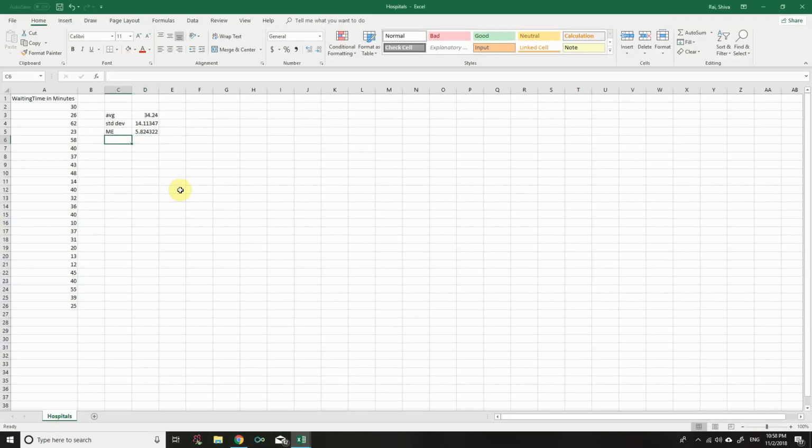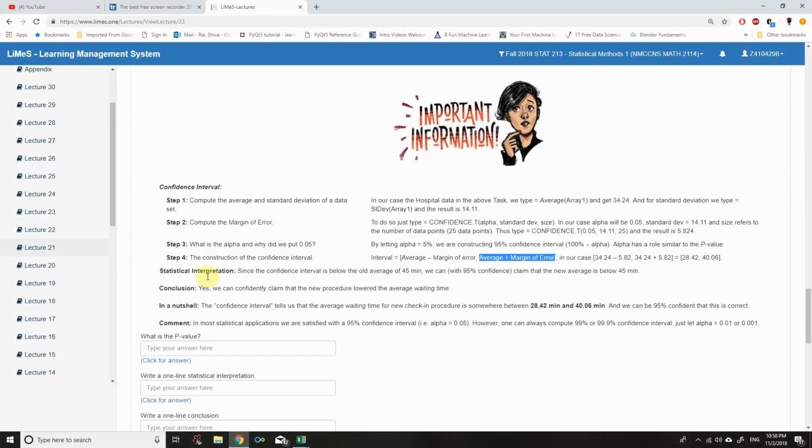the confidence interval, let me write this as CI. So the average is 34.24 minus 5.82, so that's the left endpoint, 28.42, and the right endpoint equals 34.24 plus 5.82, that's 40.06. So we got 28.42 and 40.06.